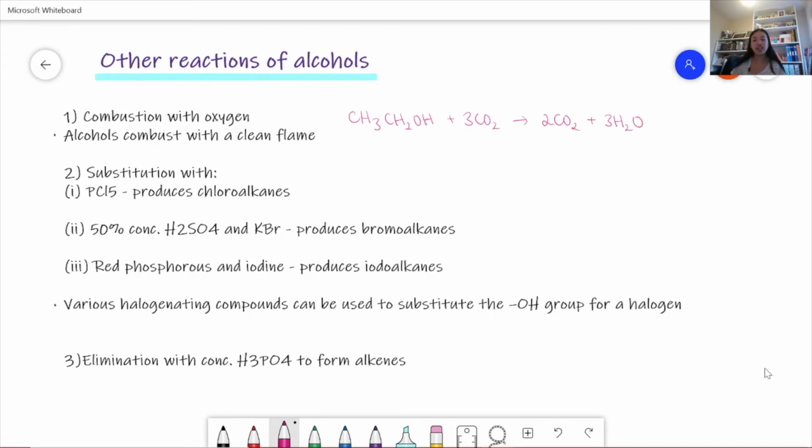And then the second reaction is a substitution with PCl5 to produce chloroalkanes. So what that would be if, again, we're using ethanol, we would have CH3, CH2, OH, and then react it with this PCl5, and then we would form chloroethane, and then POCl3 and hydrogen chloride. And this reaction with PCl5 can actually be used as a test, and you would observe misty fumes because of the HCl gas.